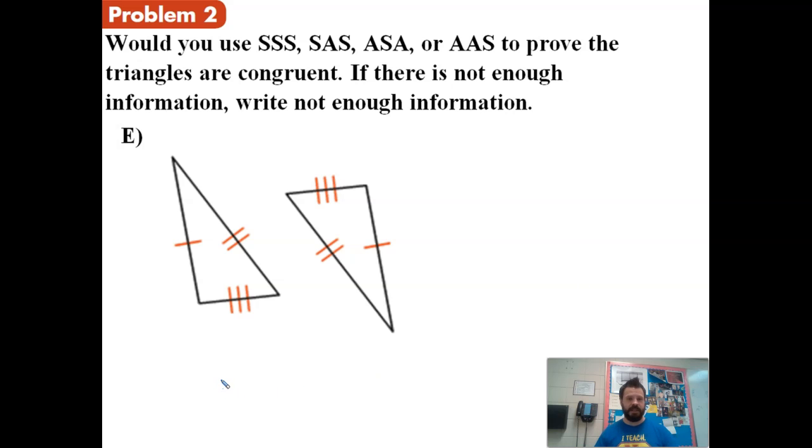Next up, E is pretty straightforward. We've got one set of sides. We have two sets of sides, and we have a third set of sides. We have all three sides, therefore we can say yes by SSS, by the side, side, side postulate.